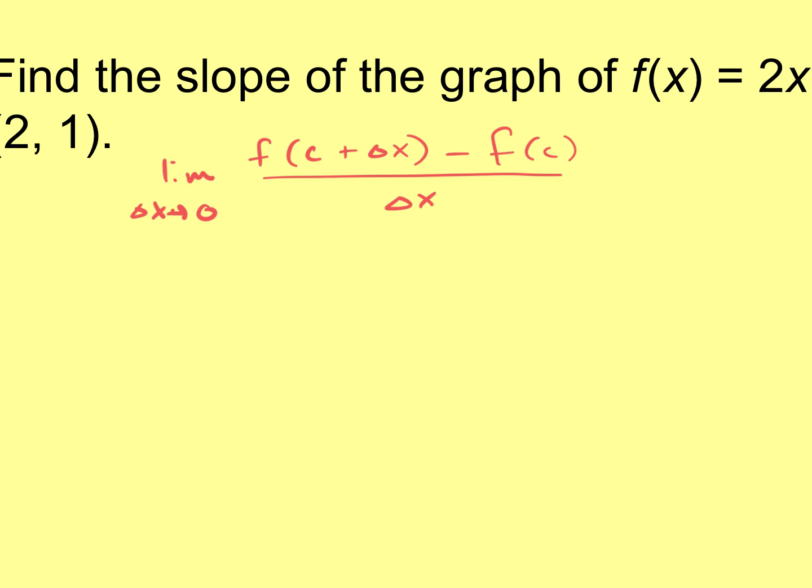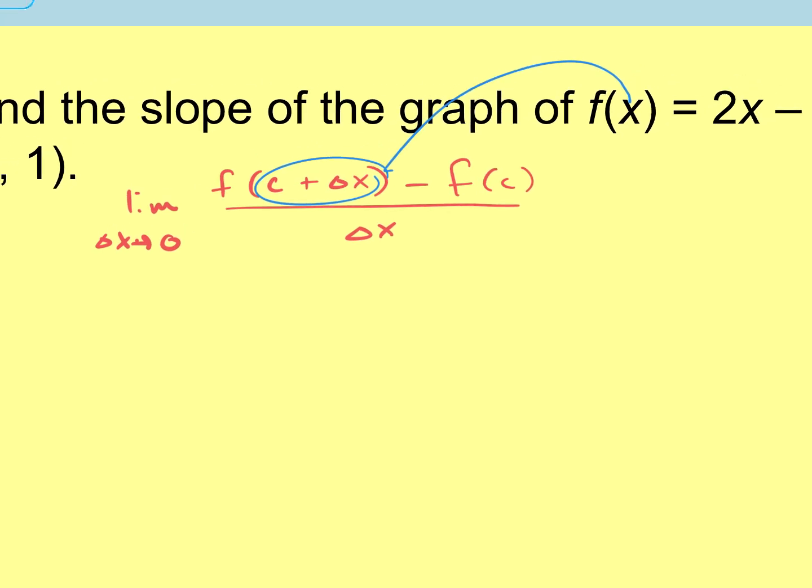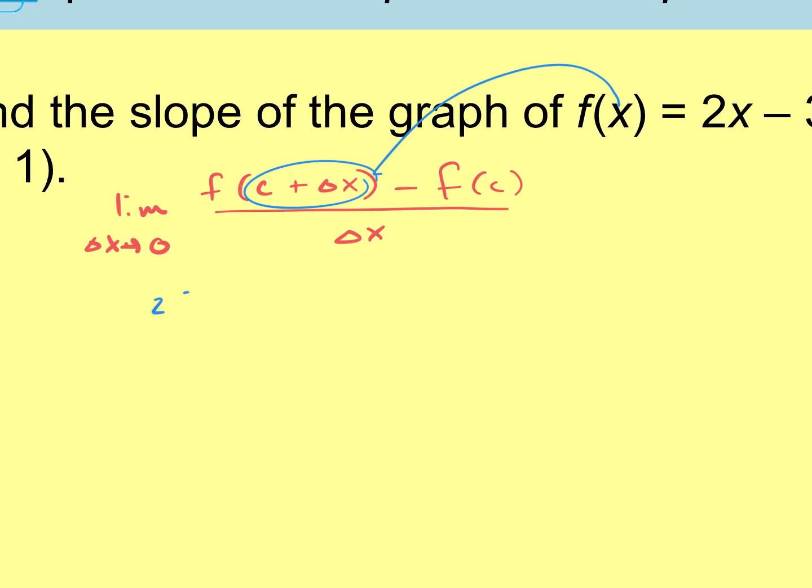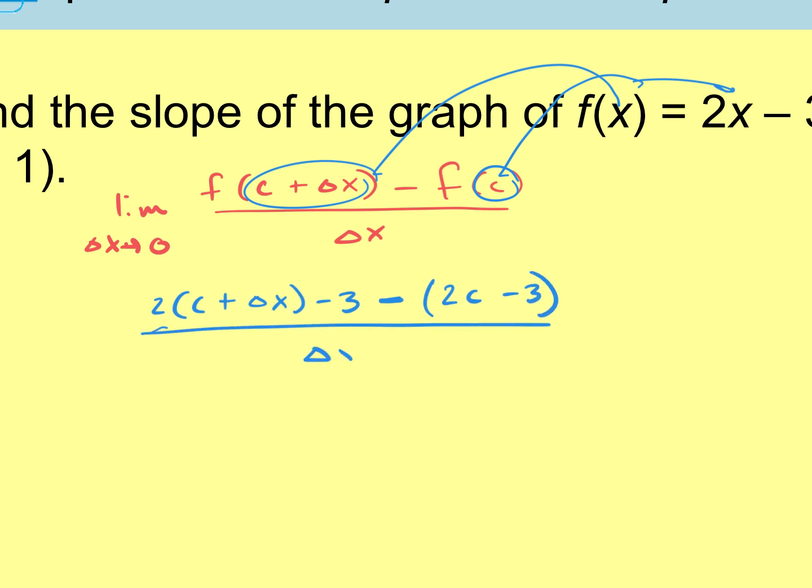So let's plug in f of c plus dx. I'm going to take c plus dx and plug it into the x in my function here. So this would be 2 times c plus dx minus 3 minus, for f of c, I'm going to take c and plug it into the x in my function. So that would be minus, I'm going to put it in parentheses since we've got a couple terms here, 2 times c minus 3 over dx.